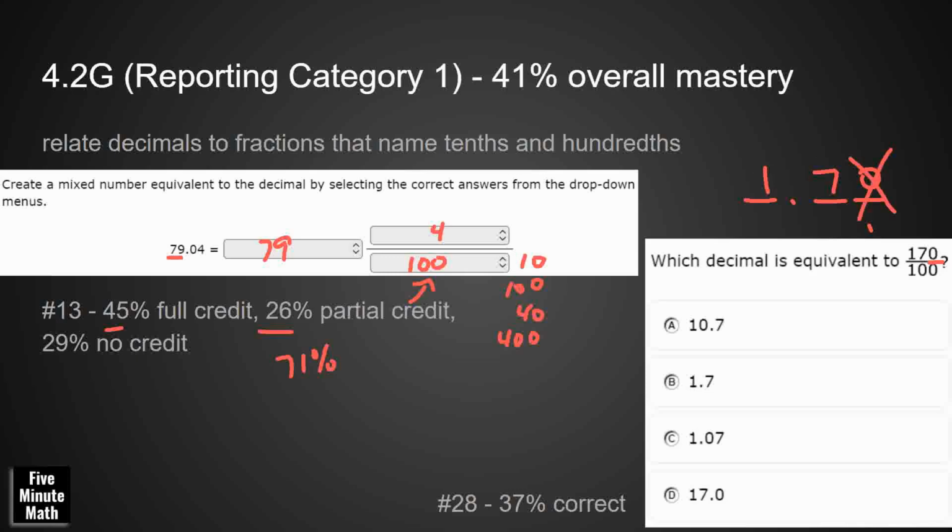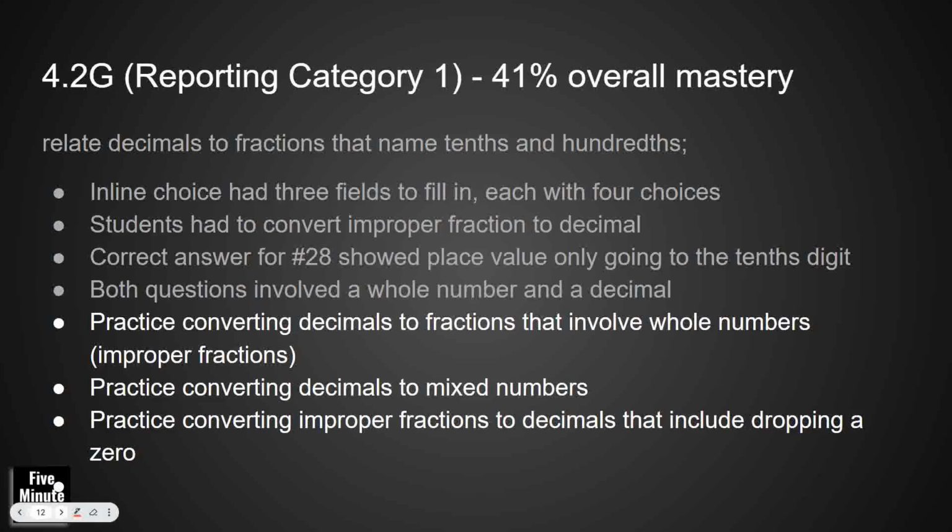Now I've got to drop the 0, and I need to find 1.7. That's tricky. So what does that mean for us as educators? Well, it was difficult because the inline choice each had three fields, each with four choices. They had to convert the improper fraction to the decimal in the second one. And then the correct answer for 28 showed the place value only going to the tenths digit, whereas they gave you up to the hundredths digit.